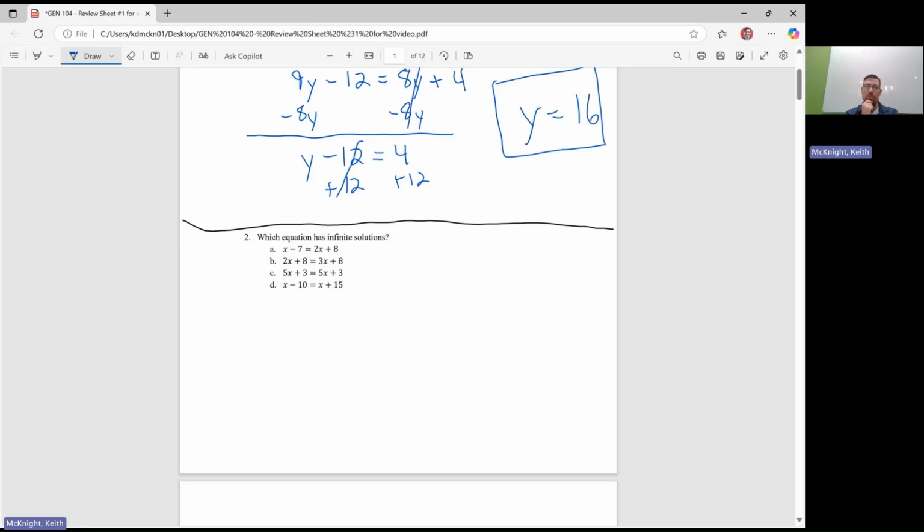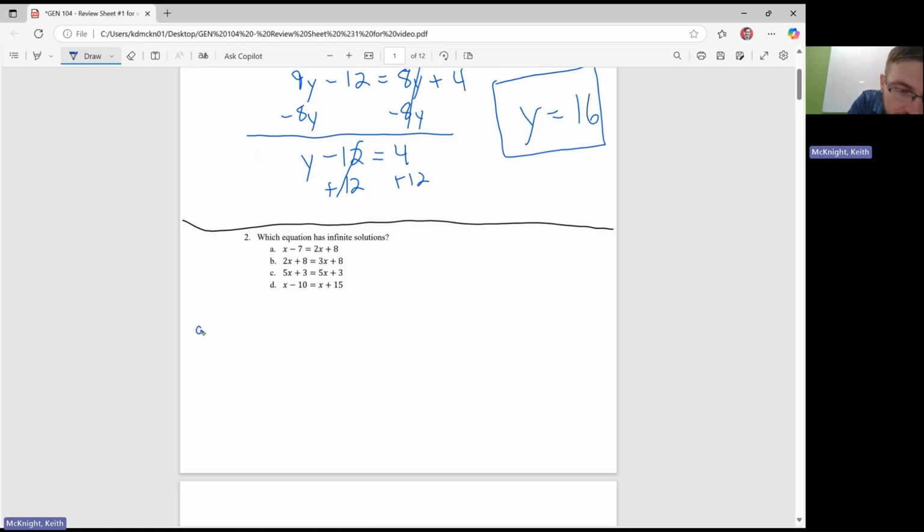So what we'll do on this one is we'll solve each equation and determine which scenario we might be in. Is it one solution? Is it infinite? Or is it no solution? And then we want to know which one is infinite. So we're going to try to figure out which one of those this will be. So let's start with A.